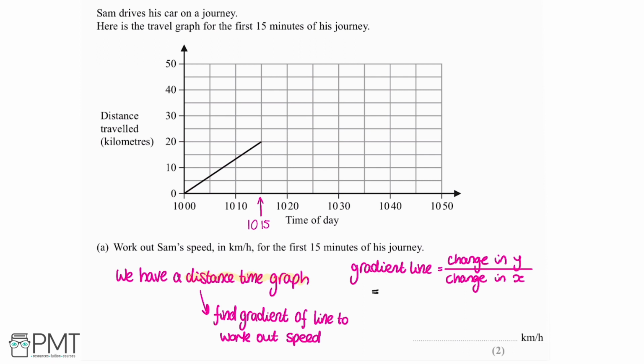change in x. So the change in y, we're going from 0 kilometres up to 20 kilometres. So it's going to be 20 minus 0 kilometres, divided by the change in x, we're going from 10 o'clock to 10:15. So the change there is 15 minutes. So that's going to equal 20 over 15.